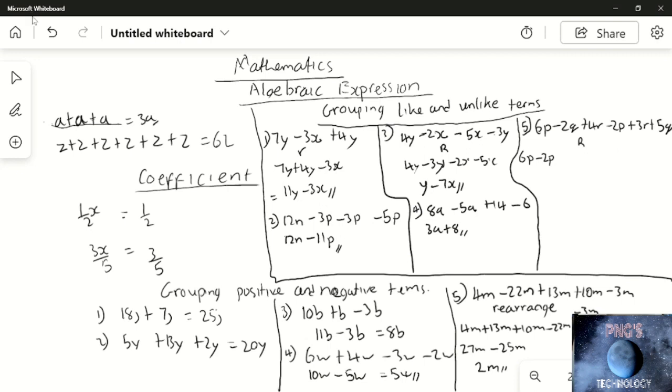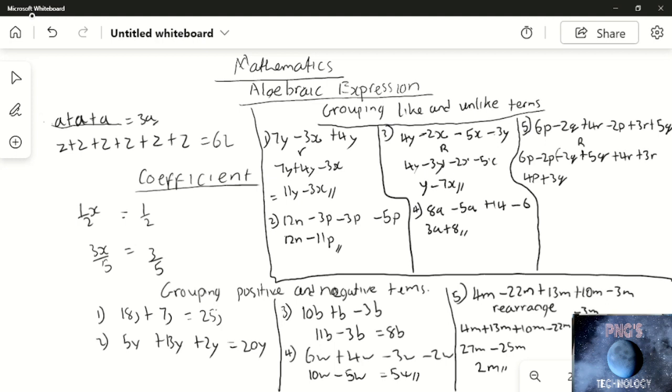For q, we have minus 2q plus 5q. Then for r, we have plus 4r plus 3r. Let's see, are they complete? 2, 4, 6, 2, 4, 6. Okay, 6p minus 2p, that is 6 minus 2, that is 4p. So we have 4p, and minus 2 plus 5, just like 5 minus 2, that is 3, so plus 3q.